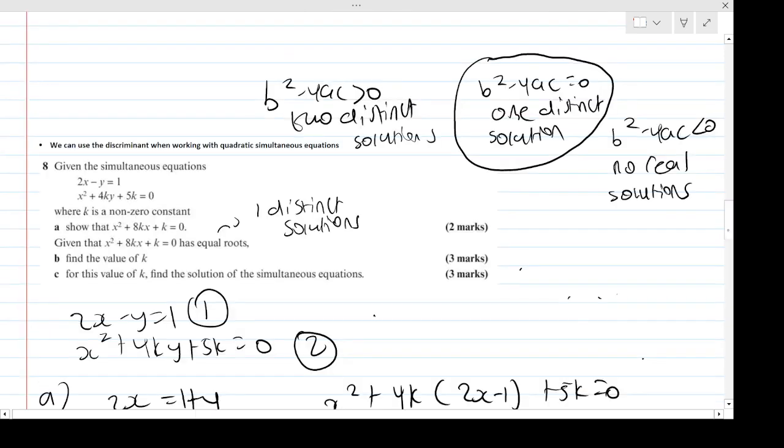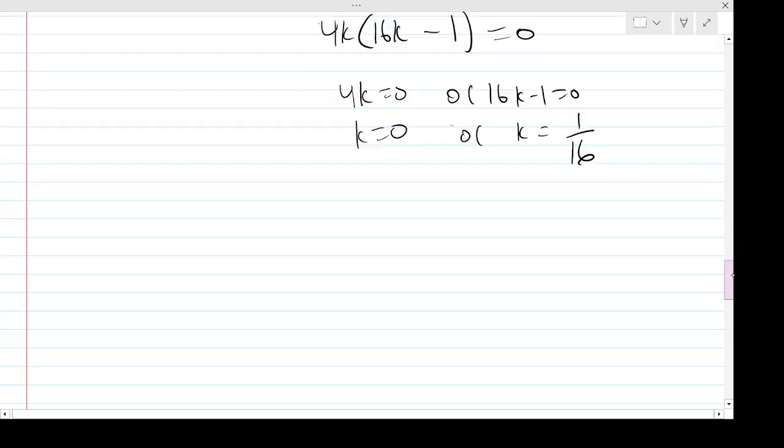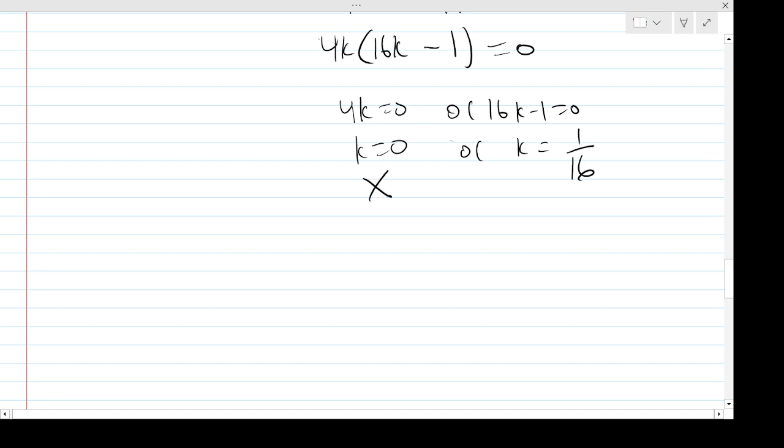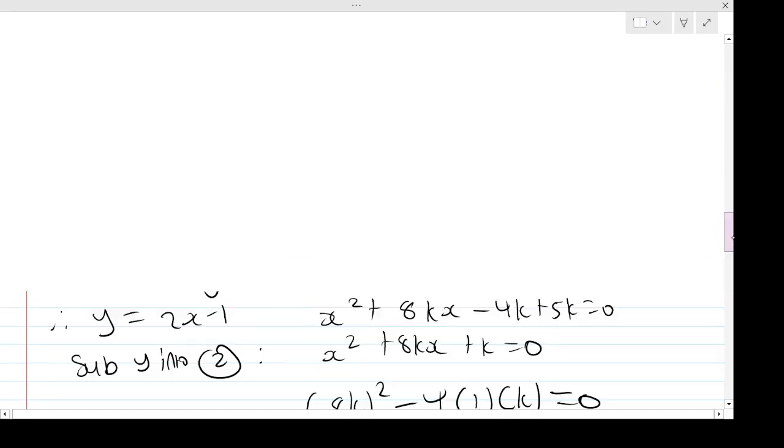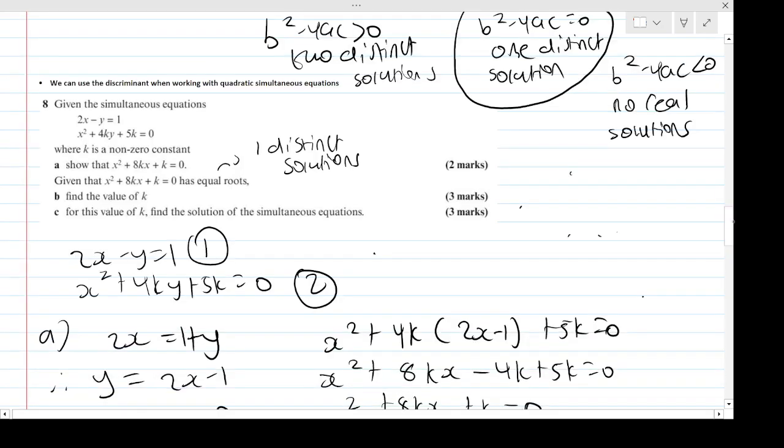It says k is a non-zero constant. Non-zero means it cannot be 0. Well, that means we cannot have this. So k is non-zero. Let's write that properly. K is non-zero. So therefore, we can only take case 1 over 16. So that's our solution. Cool. So we found the value of k.